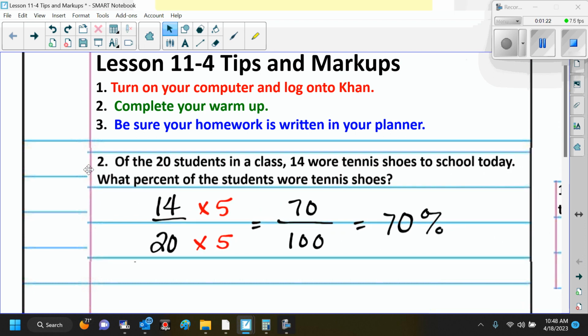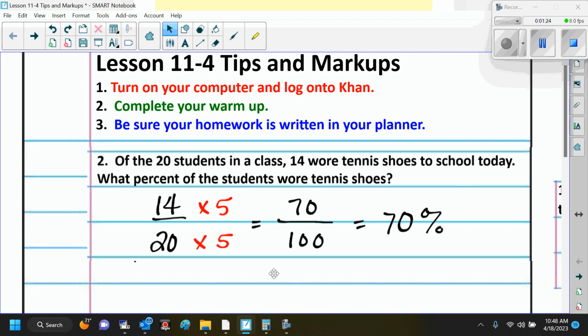Very good. So here's how you did it. So 14 out of 20. 14 twentieths, multiply times 5 in the numerator and the denominator to make that 70 hundredths, and 70 per 100 is 70%.